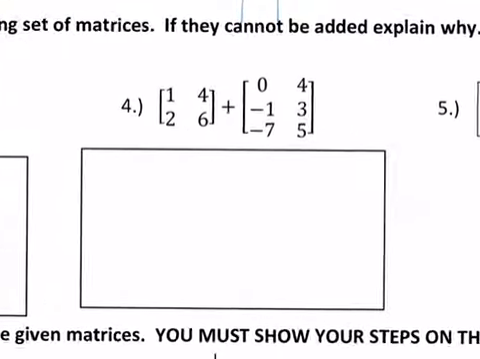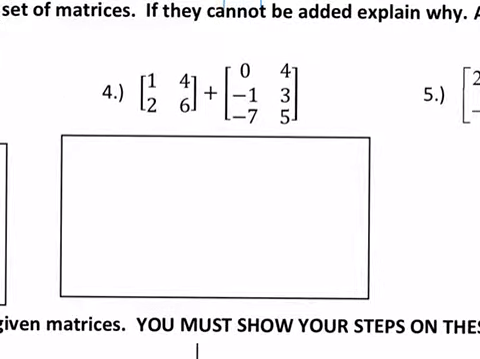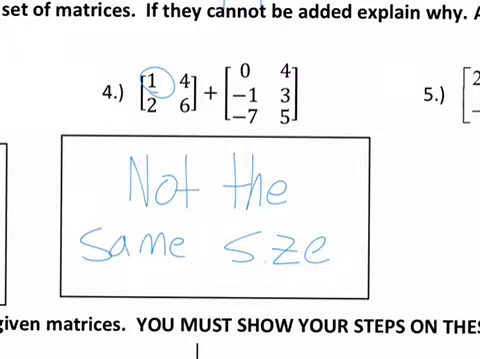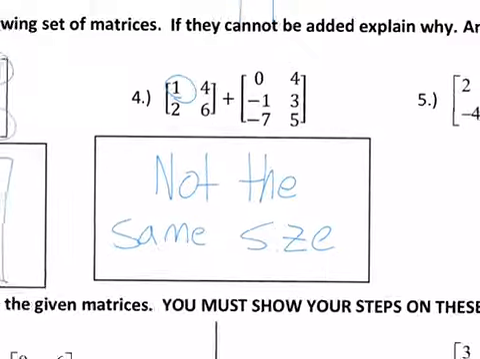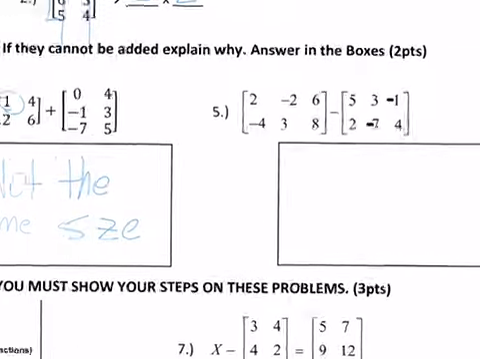Okay, so on this one here, since you have to add corresponding elements, I've got a top left and top left, but then it kind of breaks down from there. So these are not the same size. In order to add matrices, they must be the same size. So I can't do it. I can't add or subtract those.